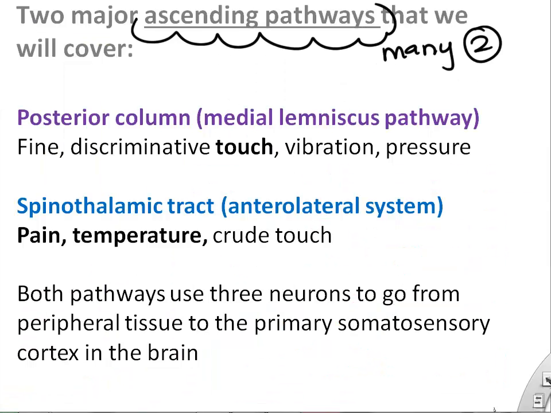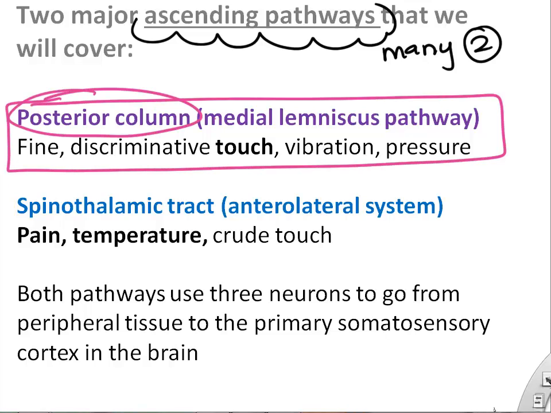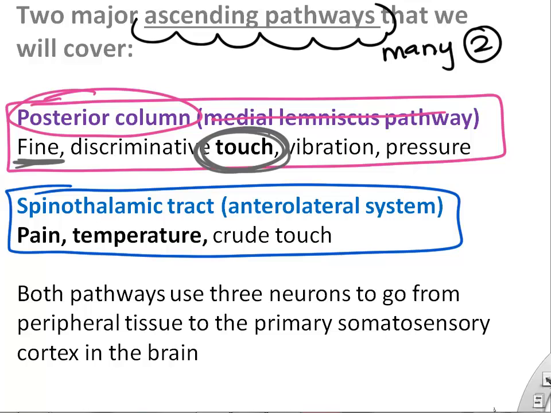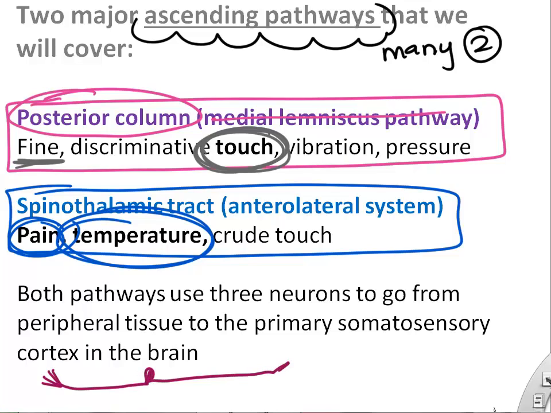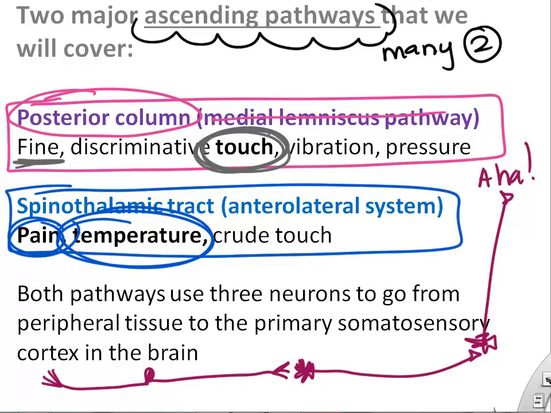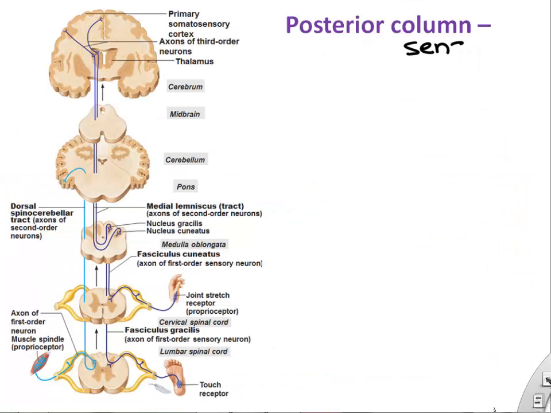Okay, we're going to learn two ascending pathways, which mean afferent stuff going up. The first one is called the posterior column, and it's involved in touch. And the second one is called the spinothalamic tract, and it's involved in pain and temperature. And we're going to go through both of these. So both of those take just about 3 neurons to go from, say, your fingertip all the way up to your brain, your primary sensory cortex.